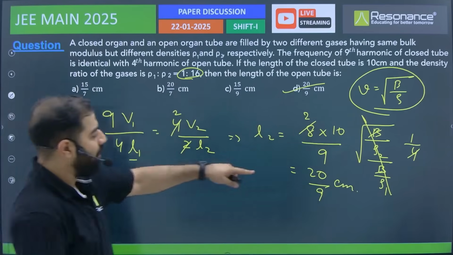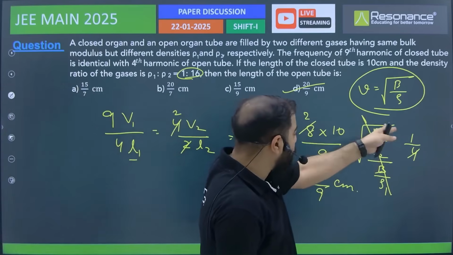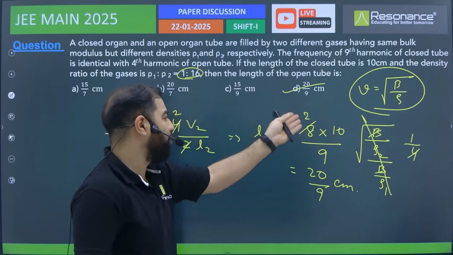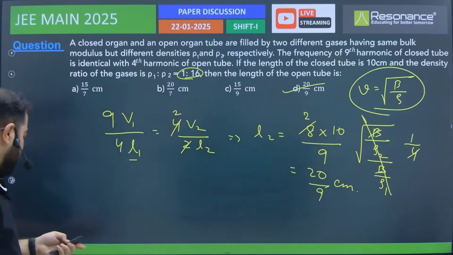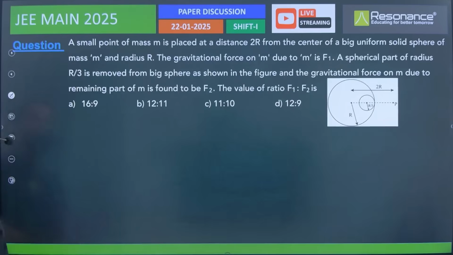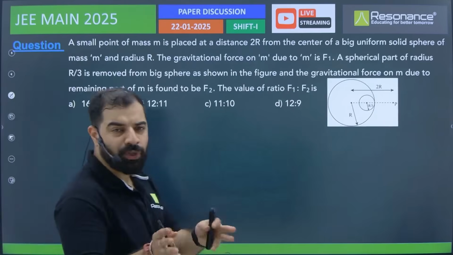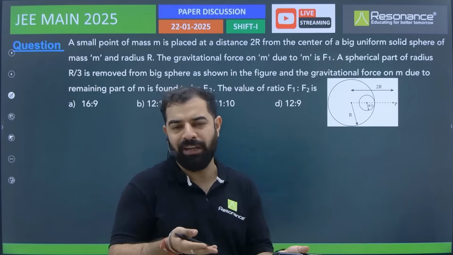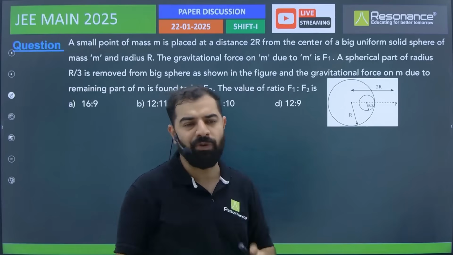This B cancels. Rho 1 by rho 2 is 1 by 16. Root of 1 by 16 is 1 by 4. 4 either 8 or 2, 10, 20 by 9. Okay? Fine. Let's go with the next question. We can have analogous questions like this based on standing wave. We can have many more types of questions based on standing waves. So from sound waves, one question is coming for sure.